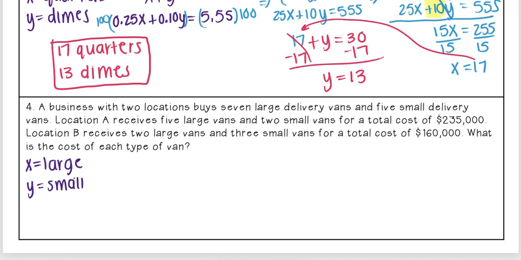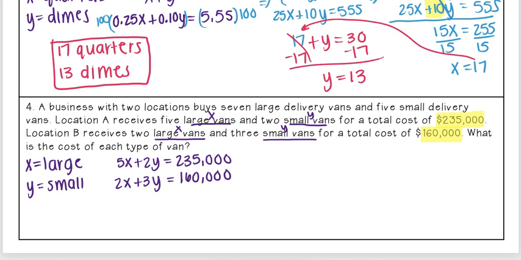So I want you to go ahead and pause the video, and I want you to try to figure out the two equations that I have. So the two equations you should have come up with were 5x plus 2y equals 235,000 and 2x plus 3y equals 160,000. So now I'm going to go ahead and solve this by elimination again. It's already set up for it. This time I'm going to have to multiply both equations because there's no way I can multiply just one to get the same coefficient as the other.